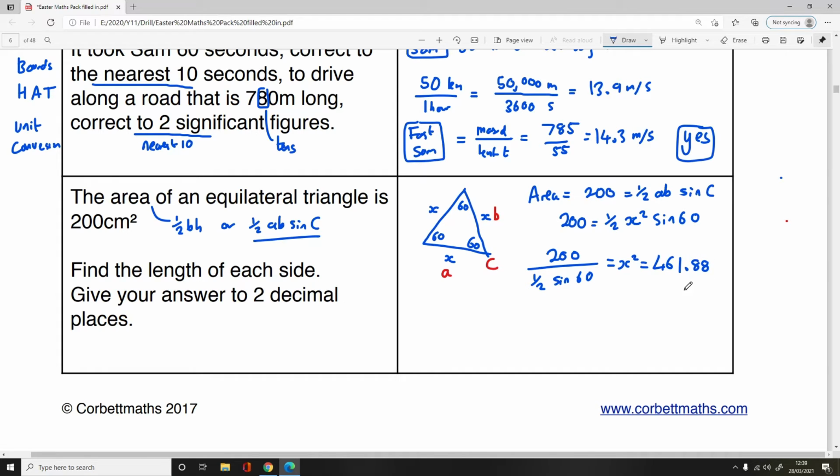461.88. I'm being this accurate because the question says it wants 2 decimal places, so let's use at least that. And then to get our actual value out of here, we just need to square root. So x is 21.49, yep, 2 decimal places, centimeters, because it's the distance. So it's actually only needing to know the formula there and like what an equilateral triangle means, but you've got to be careful with how you set it up.